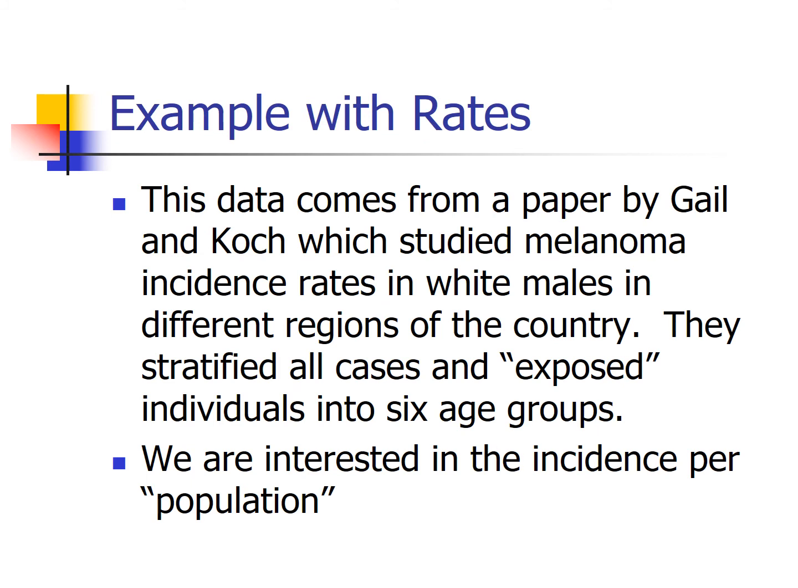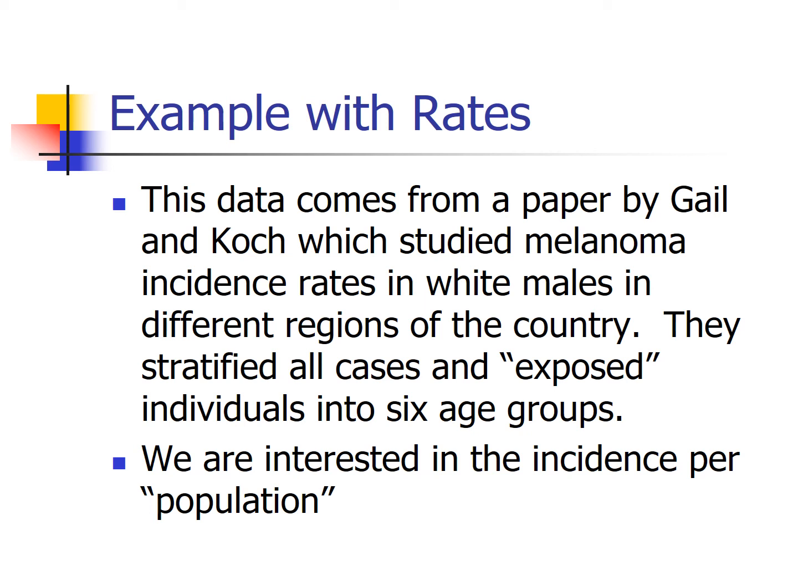All right, so that was a kind of fun example of using Poisson regression to model count data. Now let's see how we could use it to model rates. Again, this is data from a real-life study that was used to look at melanoma incidence rates. So the number of cases of melanoma, which is a type of skin cancer, out of a certain number of people.